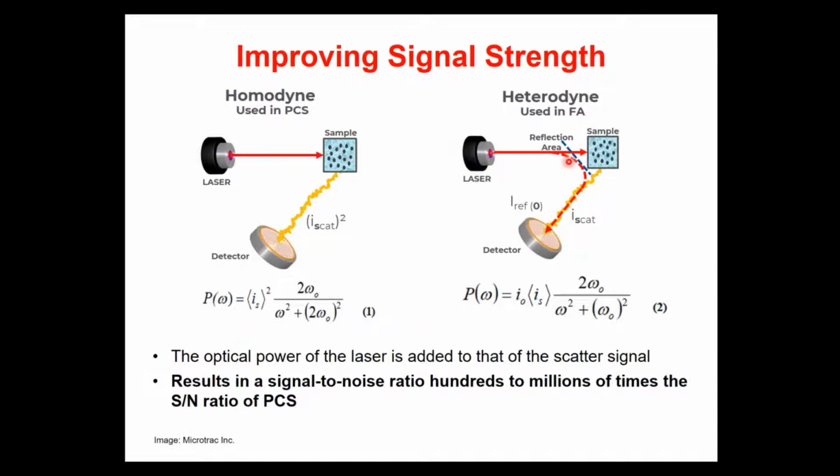If, on the other hand, we interfere the scattered light of the particles with the incident light, then the prefactor is the product of the scattered light intensity and the incident light intensity, which is orders of magnitude higher than that of the scattered light. As a result, if you do the interference this way, you get a raw power spectrum signal that's hundreds or millions of times that of the self-interfering method. So the signal to noise ratio is substantially higher when used in this fashion with frequency analysis. And this is maybe one of the greatest advantages of this method.